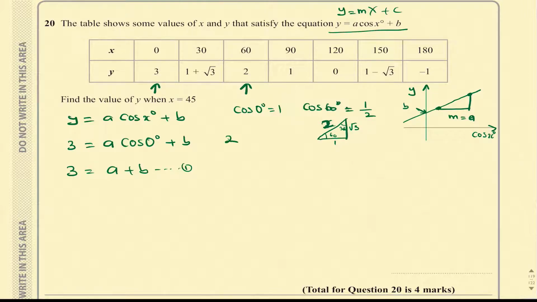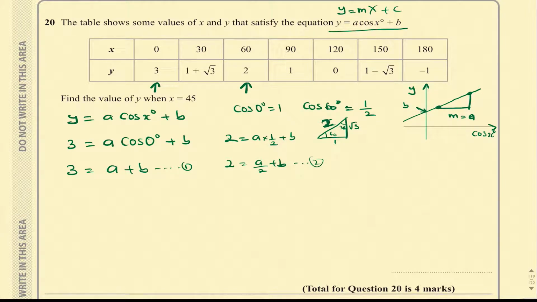y is 2 equals a times a half plus b. And the second equation is 2 equals a over 2 plus b, equation 2. So what I need to do is basically subtract equation 2 from equation 1. So let's come again: 2 equals a over 2 plus b.